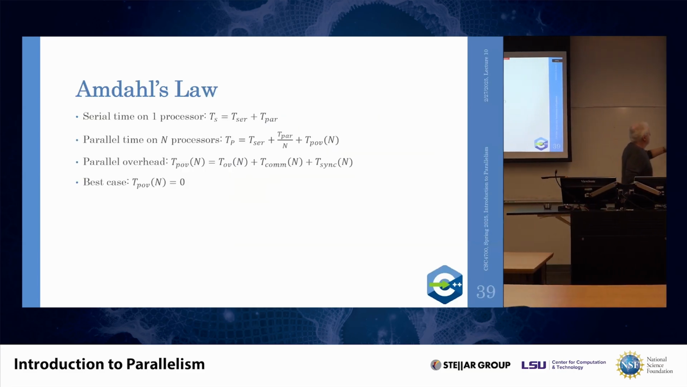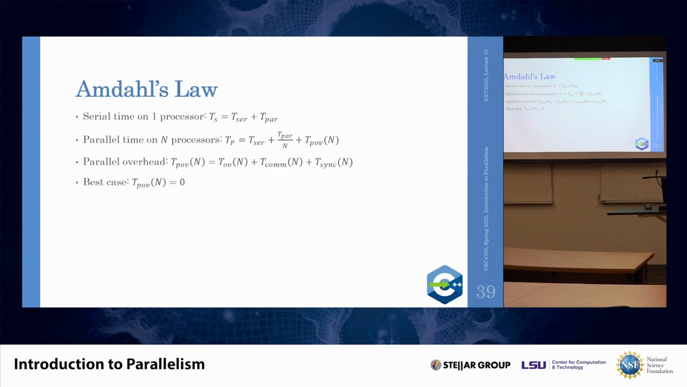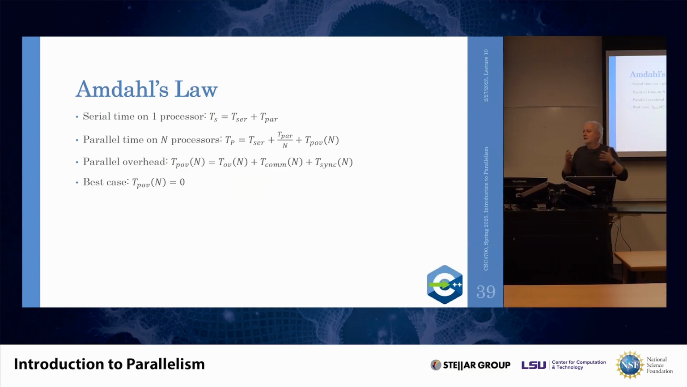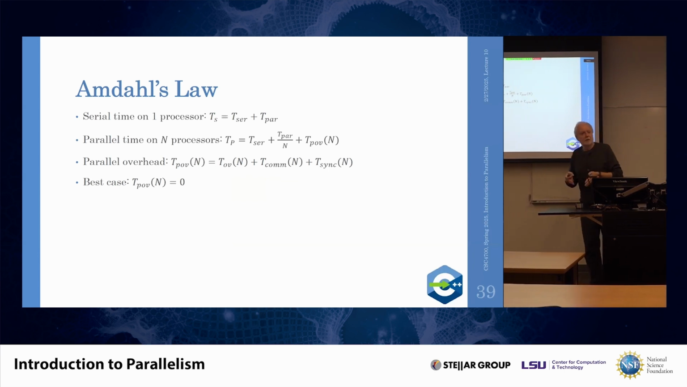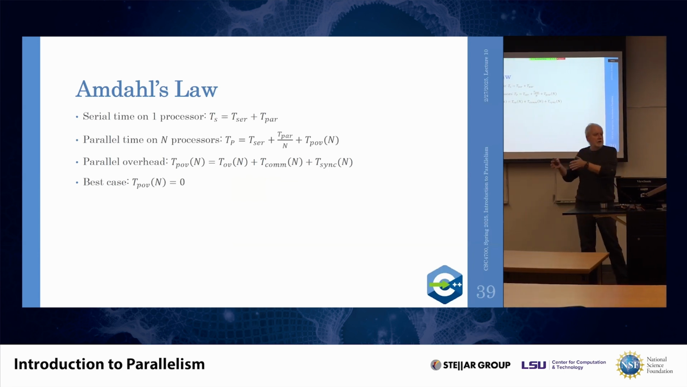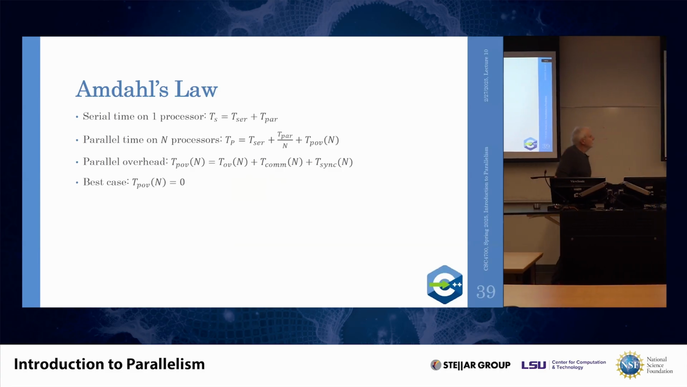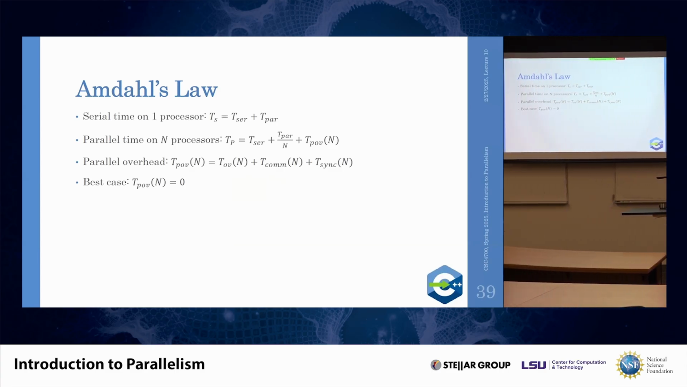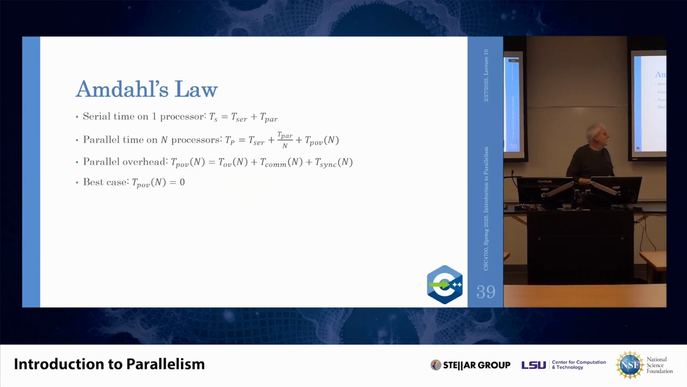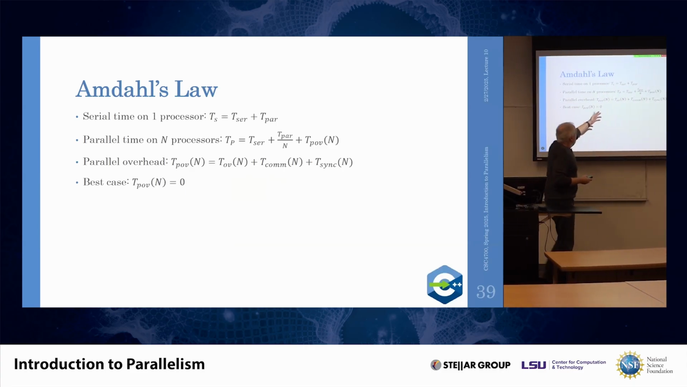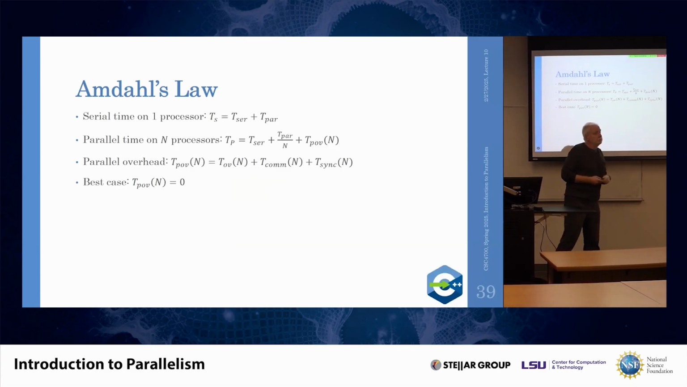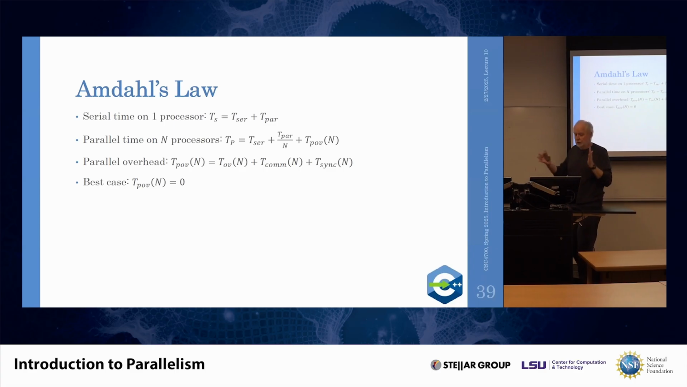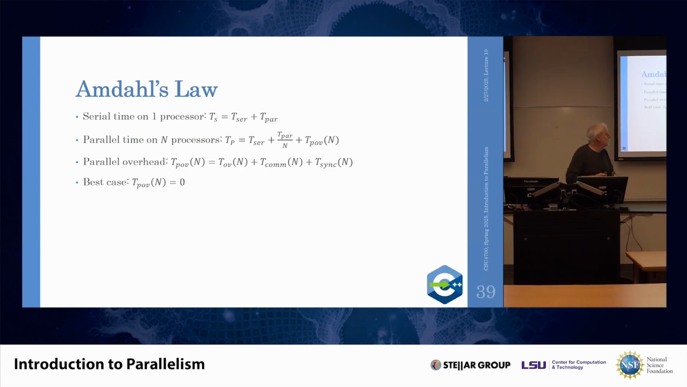A couple of definitions. The sequential time on one processor is the time it takes to run the sequential part of the code, plus the time of the parallel part of the code. That's very straightforward. When we look at the parallel time of the same code on n processors, the sequential time is the same. You can divide the parallel part of the code by n, because that is the part you parallelized.